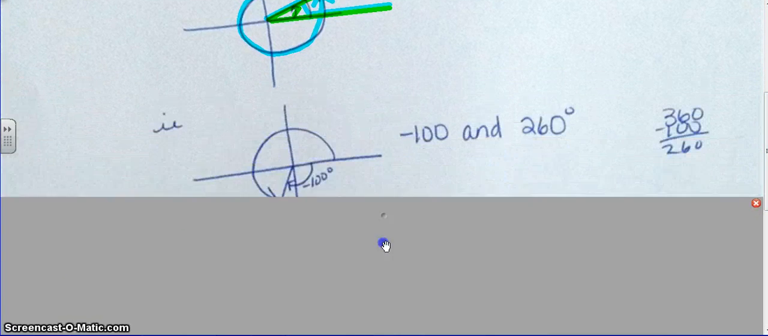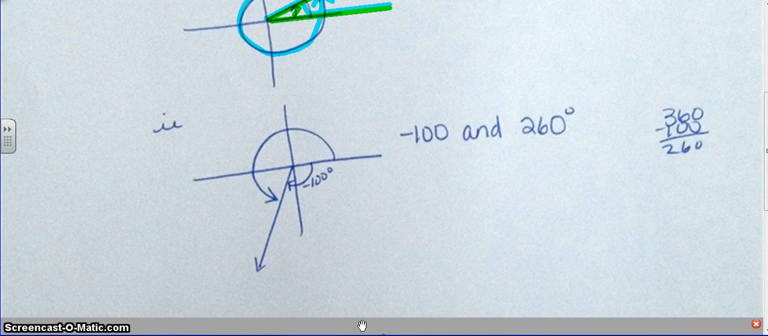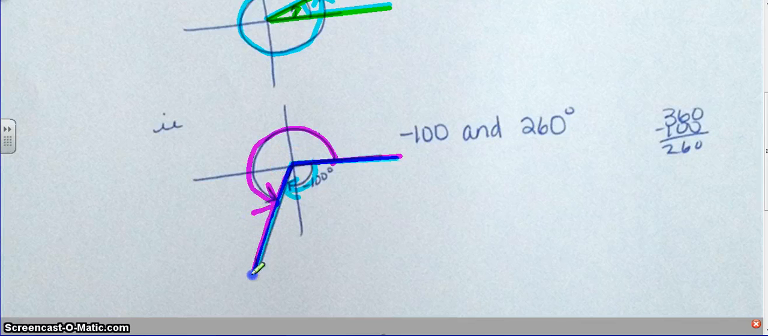And here's another example of coterminal angles. I've got negative 100 degrees. Here's my initial side. I go negative 100 degrees, so that's in a clockwise direction because of the negative. That gives me this for my terminal side. If I go 260 degrees, my initial side is still here, but now I'm going to go counterclockwise because it's a positive direction until I get to 260 degrees, and there is my terminal side.